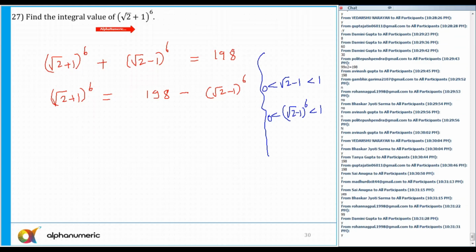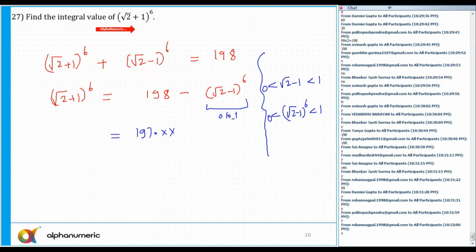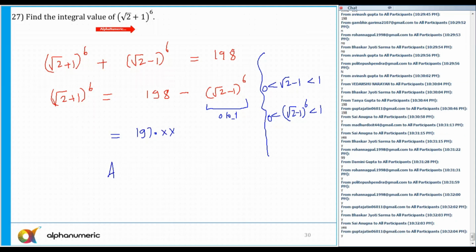Okay. The value will keep on decreasing further. If you take a power of a fraction, the value keeps decreasing. Like 0.2 squared is 0.04, 0.2 cubed is 0.008, and so on. So this particular part is lying in the range 0 to 1. If you are subtracting from 198 something in the range 0 to 1, can you say this value, (root 2 plus 1) raised to power 6, must be 197 point something? So what is the answer of our question?